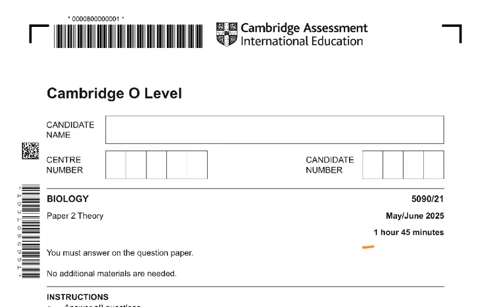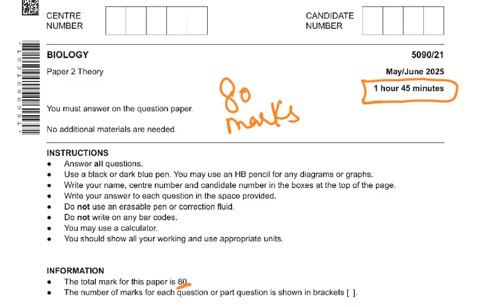As we all know, this paper is for 1 hour and 45 minutes and you need to finish this in time. This is for 80 marks and there is no choice in it, you have to do the whole paper. The total marks is 80. The number of marks for each question or part of the question is shown in the brackets. You must look at that and answer appropriately according to the number of marks. If there are 3 marks, there must be 3 mark scheme points.